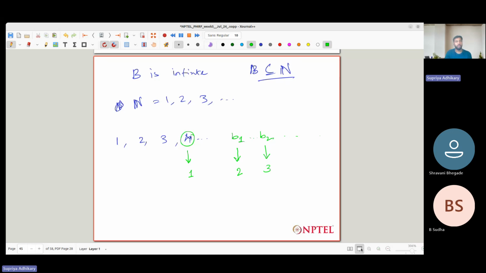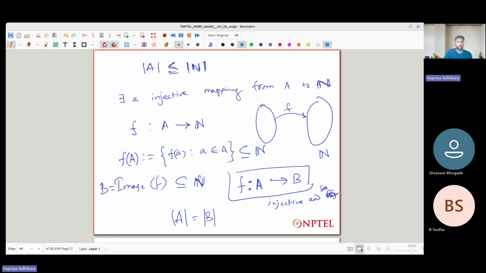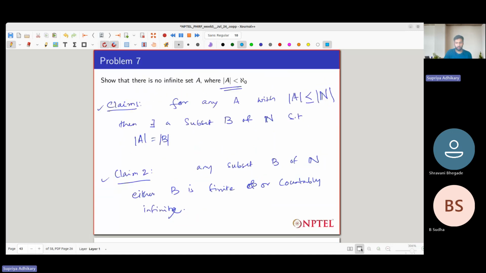So basically, we can enumerate the elements of B in the same way. So B also must be countable. That is, the cardinality of B is unknown. Now from there we can prove this one.